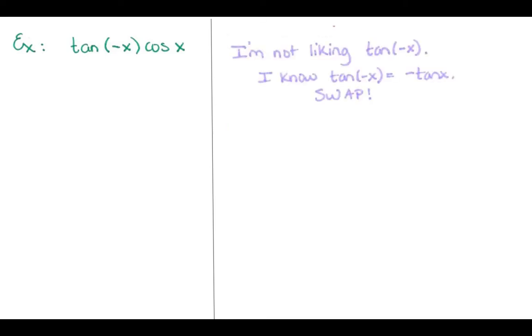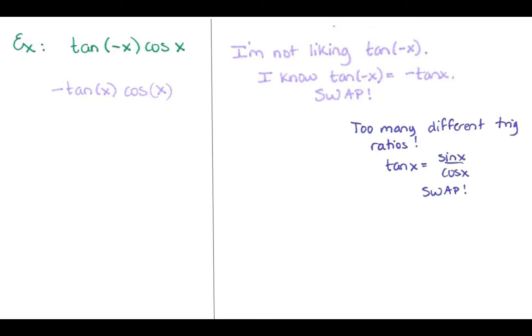So now, as I look at this, I'm really not liking that tangent negative x. Tangent x, I can handle that, but tangent negative x, I don't like it. So I look at my properties page and I notice, hey, tangent negative x is the same as negative tangent x. So I'm going to swap. And there it is. I've swapped out that tangent negative x for negative tangent x. That just feels better. Tangent x, cosine x, these are things that we're familiar with.